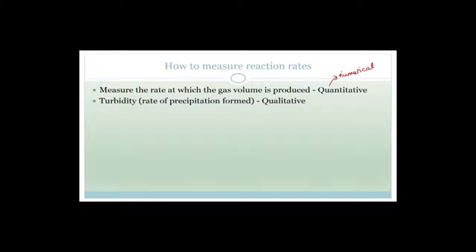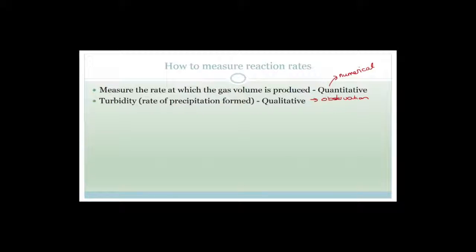Okay, we can give a number to it, whereas qualitative is kind of observation. So scientists prefer quantitative answers because we can put a number to it, okay? So in other words, if I say measure the rate at which the gas volume is produced, I want to know it is 6 decimeters cubed per minute. That's an awesome answer to me because then I know exactly what the rate is.